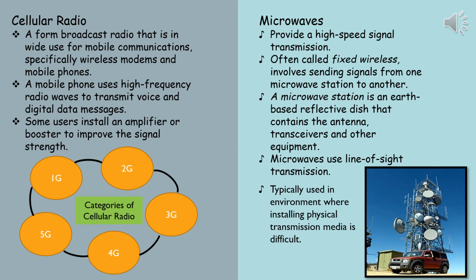To avoid possible obstructions, such as buildings or mountains, microwave stations often sit on the top of buildings, towers, or mountains. Microwave transmission typically is used in environments where installing physical transmission media is difficult or impossible, and where line-of-sight transmission is available. For example, microwave transmission is used in wide open areas such as desert or lakes, between buildings in a closed geographic area, or to communicate with a satellite.